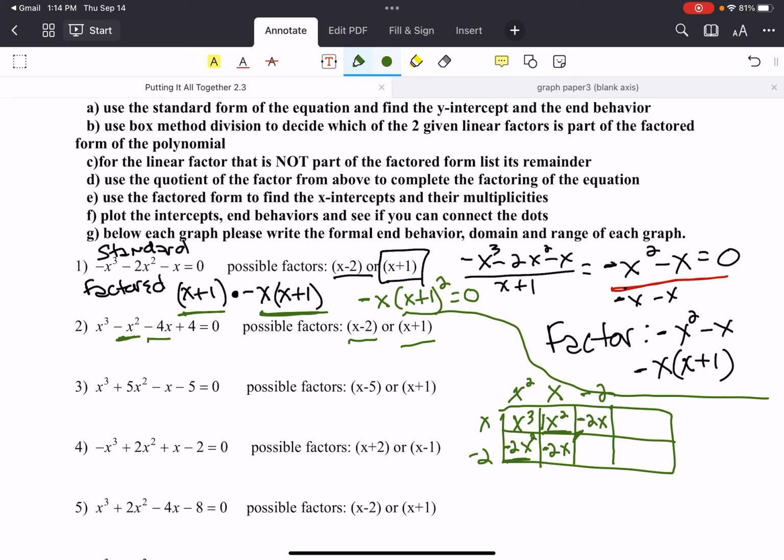Good. Remultiply. Are you sure this one had no remainder? Okay, so if this one has no remainder, that means this one's the factor, right?